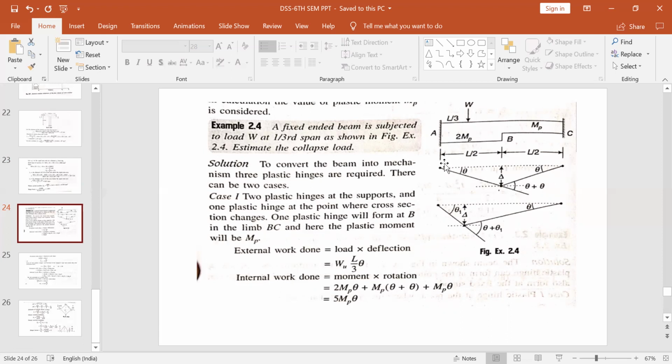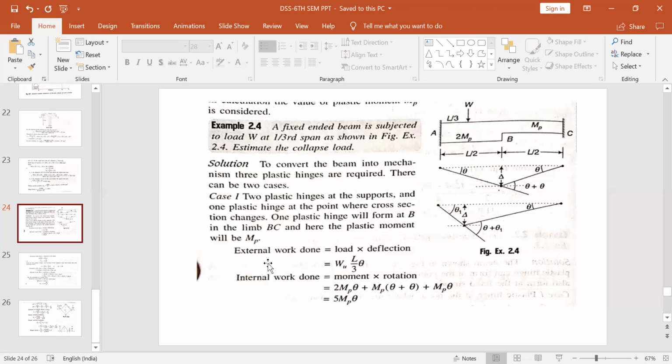Now the value of plastic moment at this location is 2 MP. The value of plastic moment at this location will be lesser of these two values, 2 MP and MP. Which one is lesser? MP. So you have to take MP, where the cross section changes. And here it is obviously MP. But the angle of rotation is theta. So this is 5 MP theta.